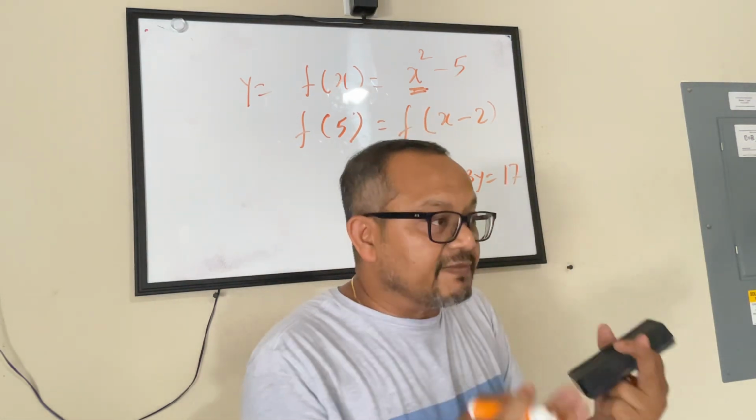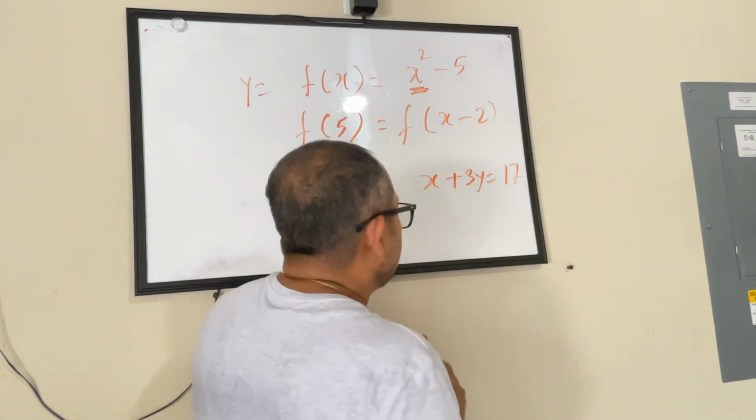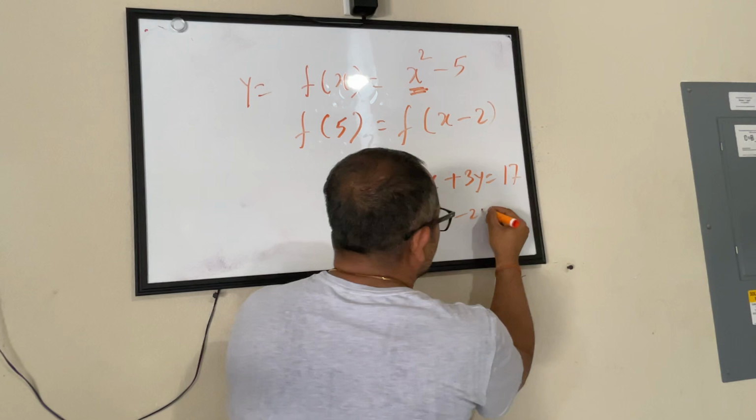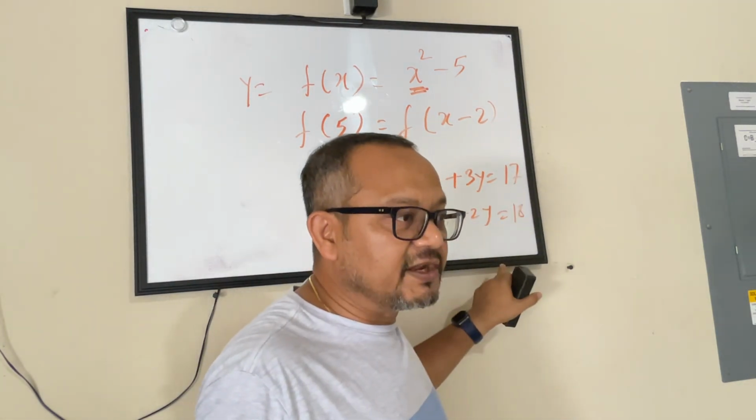If you have two variables, you need minimum two equations. So you will need another equation, something like 5x minus 2y equal to 18. Now you can solve it. There are two equations, two variables.